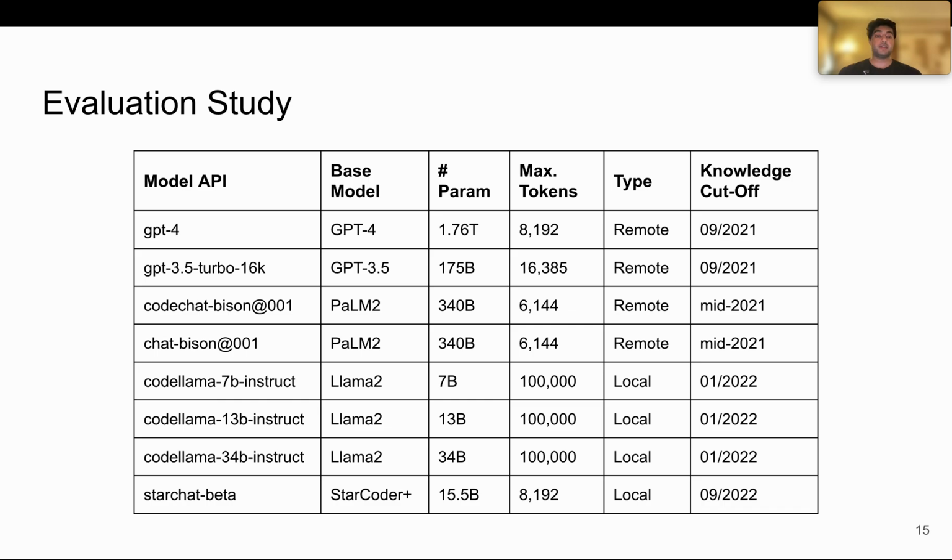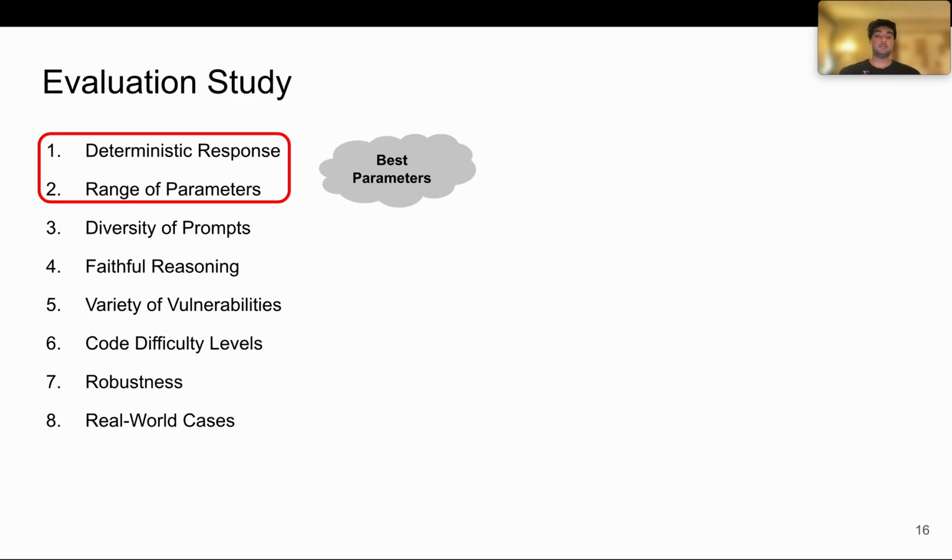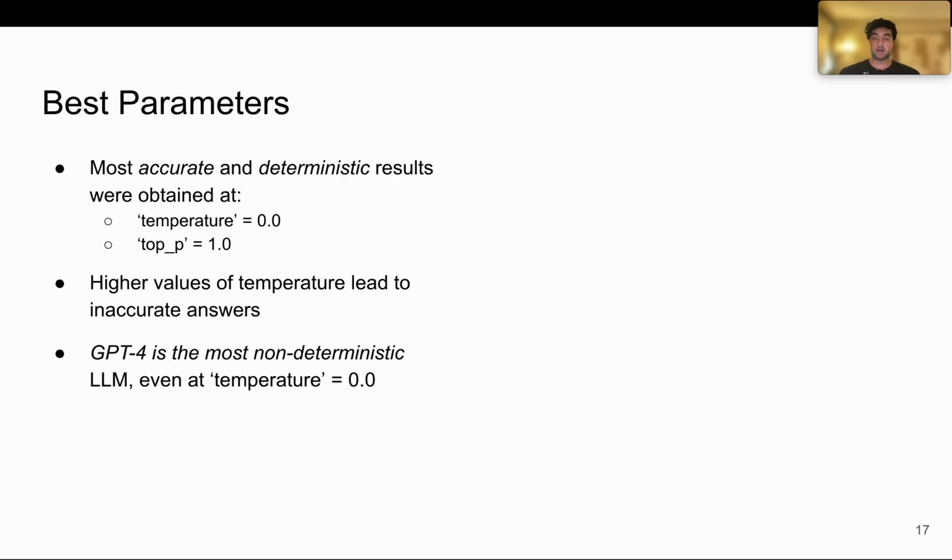After designing this framework, we ran an evaluation study on these 8 most capable LLMs at the time of publication. Starting by looking at what are the best parameters for this task for these large language models, we found out that we got the most accurate and deterministic responses for vulnerability detection at temperature 0 and top P 1. And higher values of temperature led to more inaccurate reasoning as well as inaccurate answers.